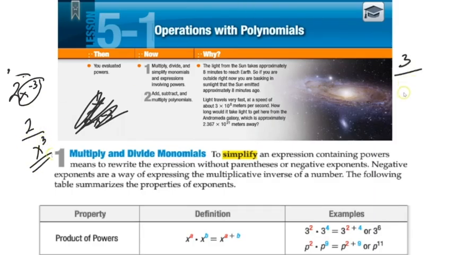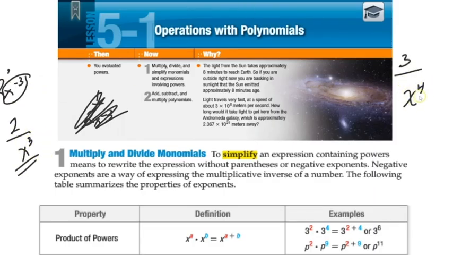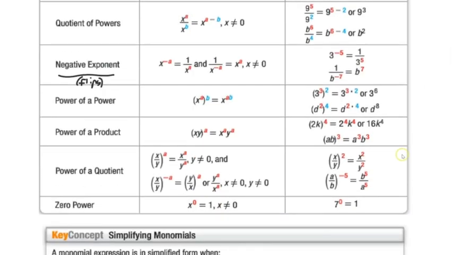We have 3 over, I don't know, x to the 4th, and we want to bring this x to the 4th up for some reason. You can make it 3x to the negative 4. It works both ways. You can flip it and make it negative, or if it's negative, flip it and make it positive. That's what negative exponents do.